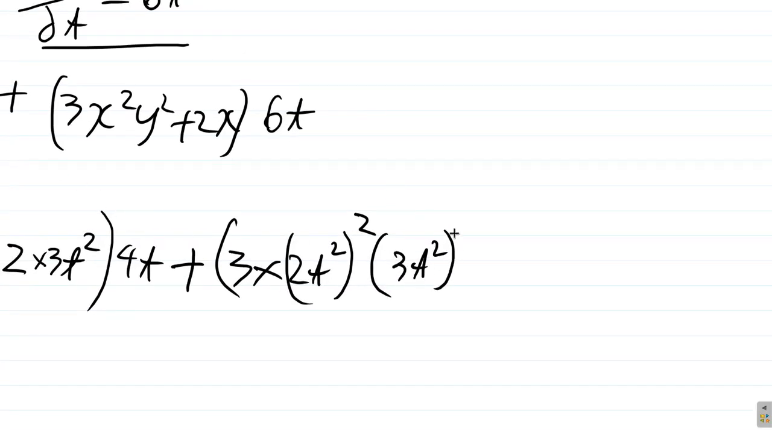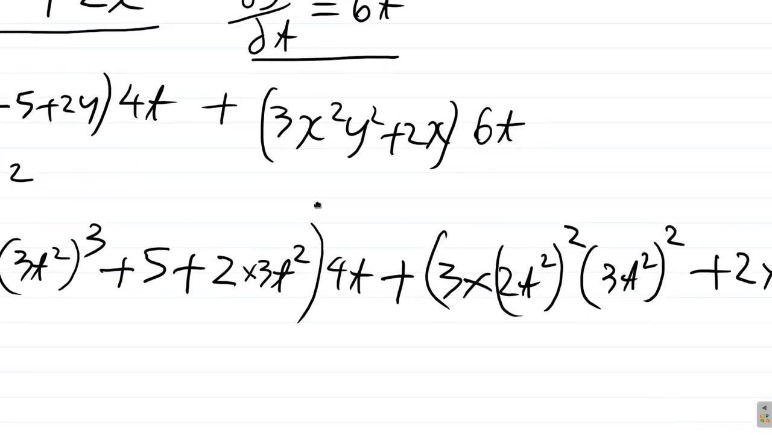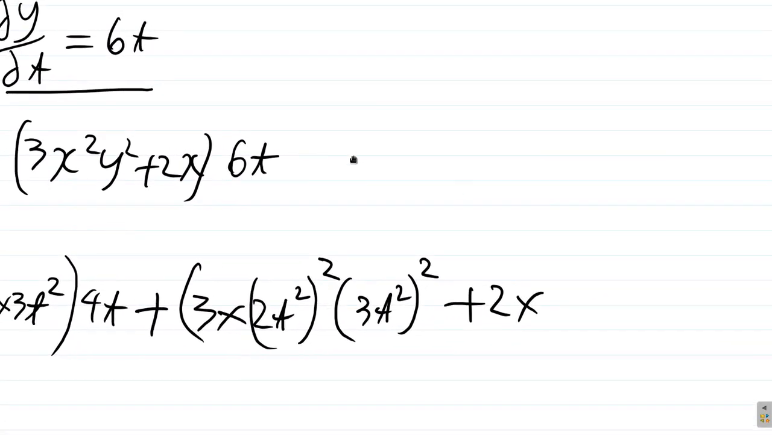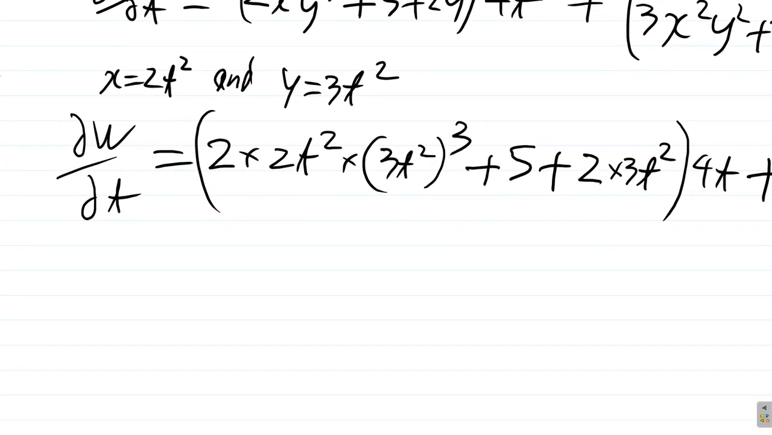3t squared, and we square that, plus 2 times x. X is 2t squared. 2 times 2t squared. And then all of that times 6t. Okay, let's simplify it now.